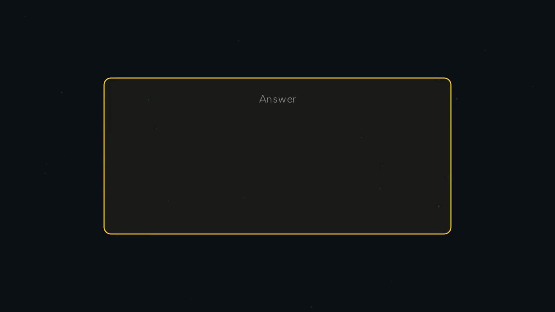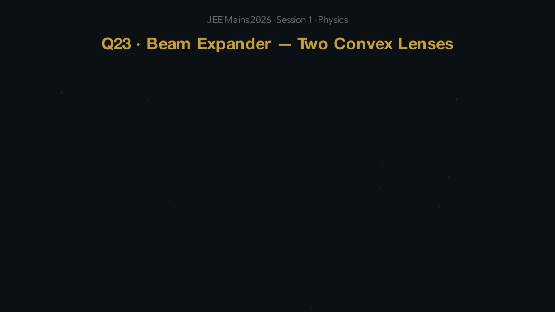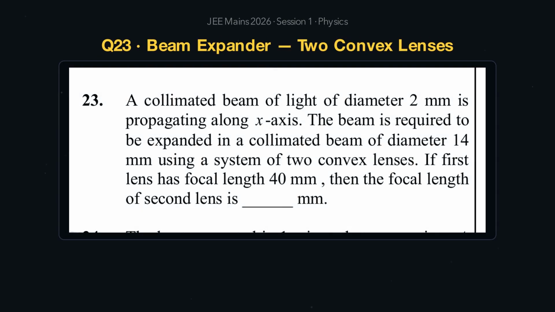That's the power of the parallel axis theorem. A tiny beam of light, just 2 millimeters wide. Can two lenses expand it to 14 millimeters while keeping it perfectly parallel?